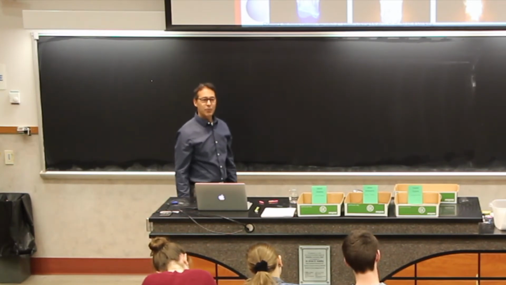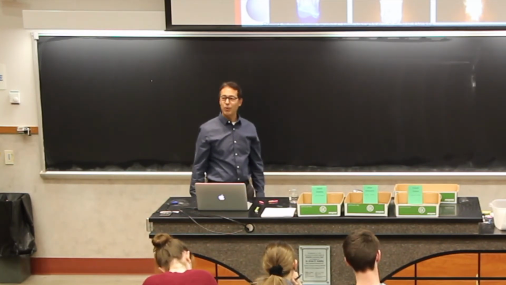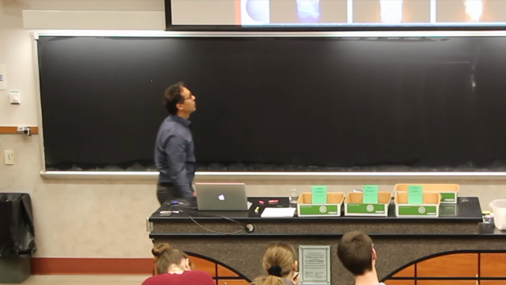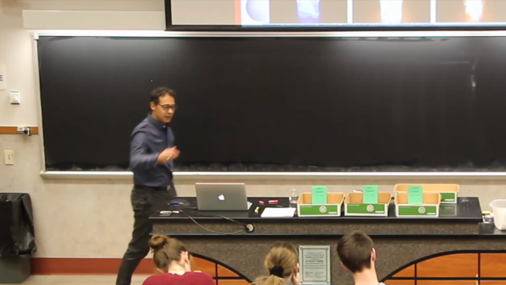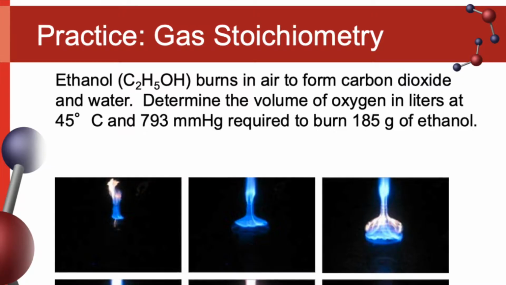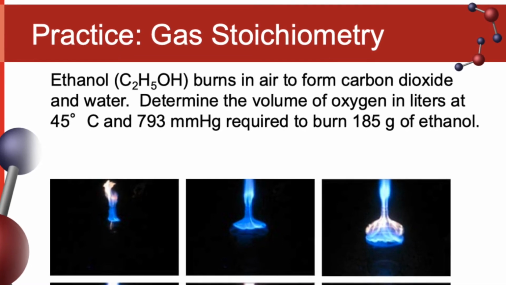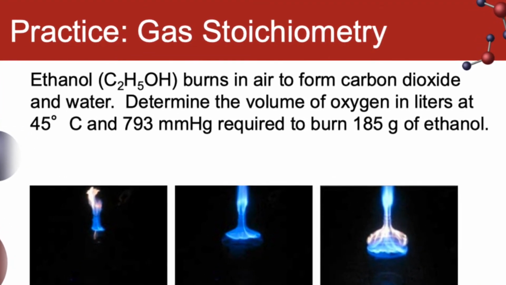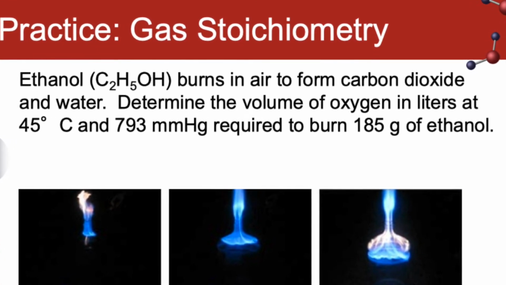Ethanol. We've seen this before. Ethanol is that stuff that they put in with gasoline, right? And so it is combustible. And the question here is if you have 185 grams of ethanol, how much air would you take to combust that? Or, well, how much oxygen? How much oxygen would it take to combust that?